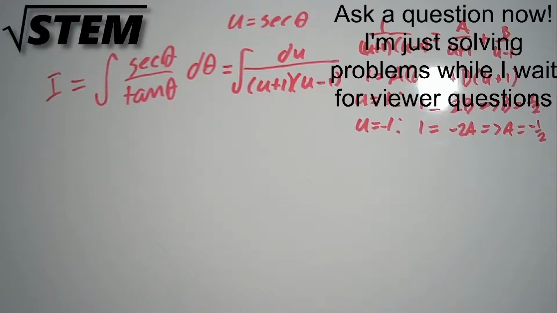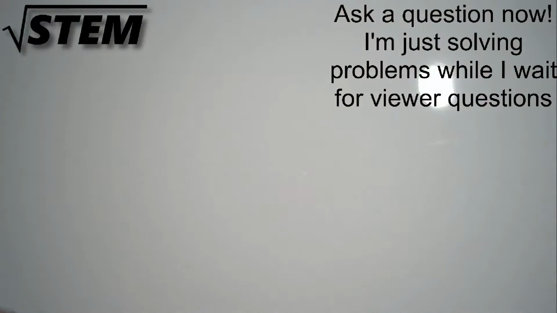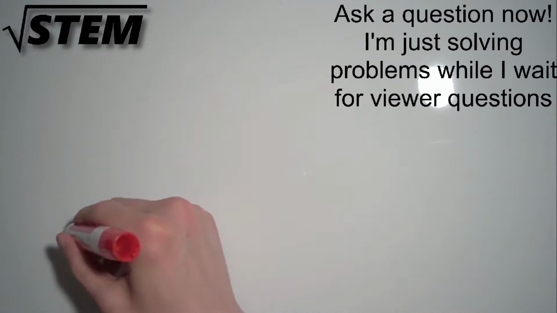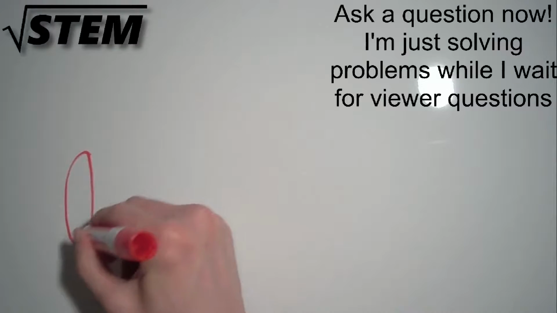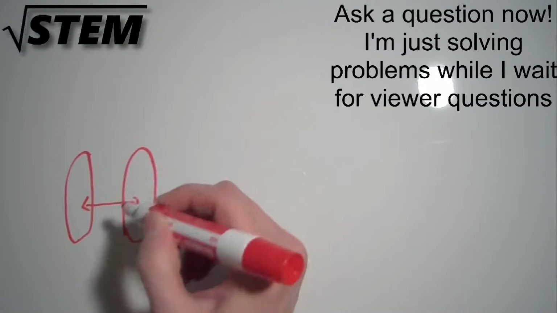Okay, capacitor problem. Okay, let's see if we can work that out. I'm gonna go ahead and just get rid of all this. I don't think we'll have time to get back to it before the end of the stream. So we have a capacitor, parallel plate capacitor, and the distance is changing.